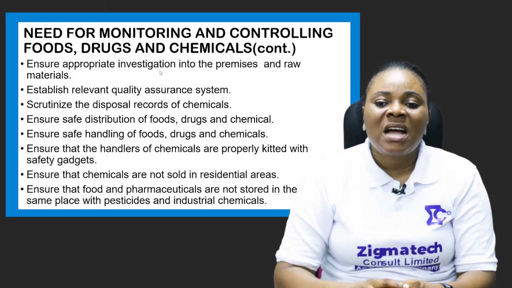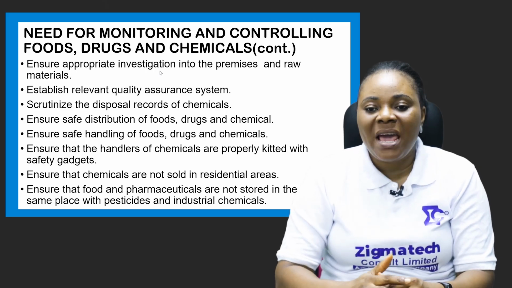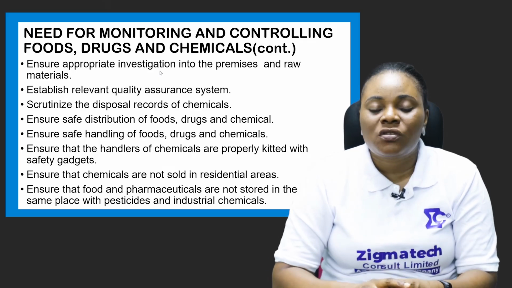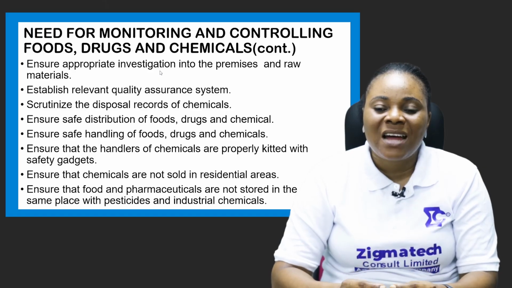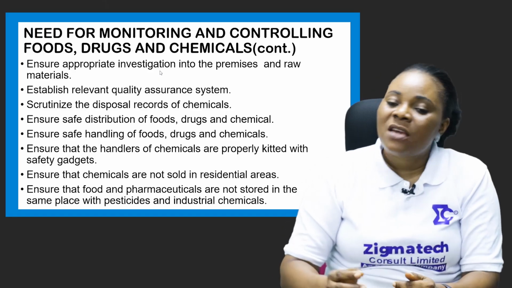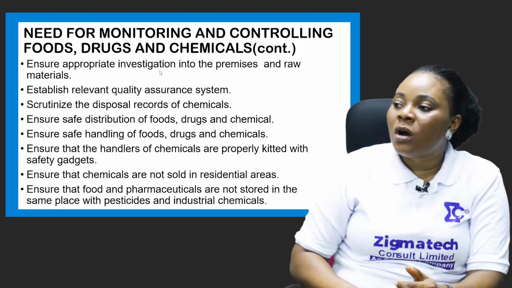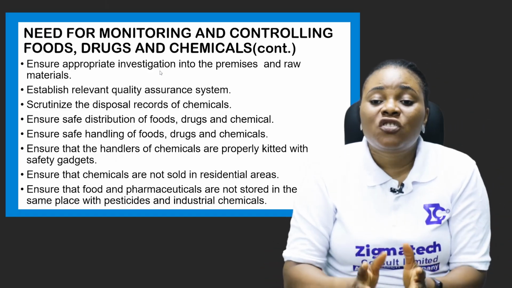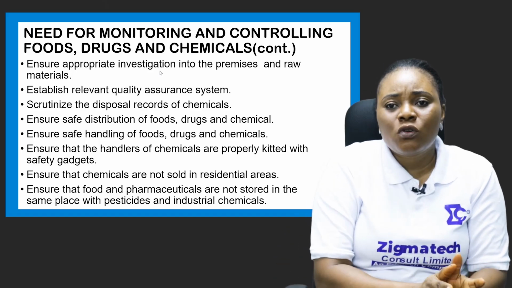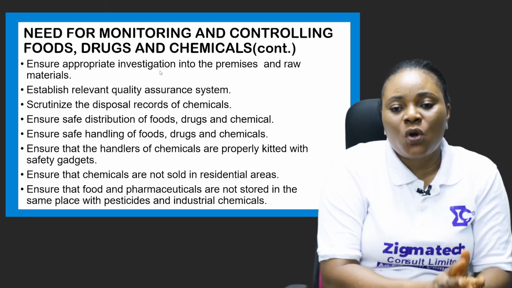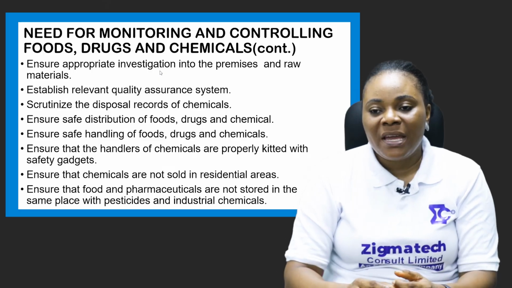Lastly, they ensure that food and pharmaceuticals, that's drugs, are not stored in the same place with pesticides and industrial chemicals. Pesticides, industrial chemicals, those ones are not safe for human use. They are either used on animals or used on pests or used on some dangerous, unwanted things. So they ensure that it is not the same place where our food, our drugs, our water are being stored that pesticides and other industrial chemicals are being stored.